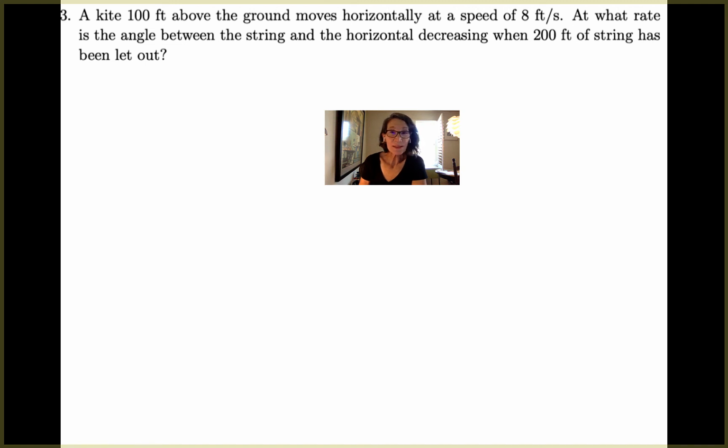All right, so this is the solution I promised you. I gave you the answer to that worksheet problem, the kite problem. I posted the answer and told you I would post the full solution. So here's the full solution.